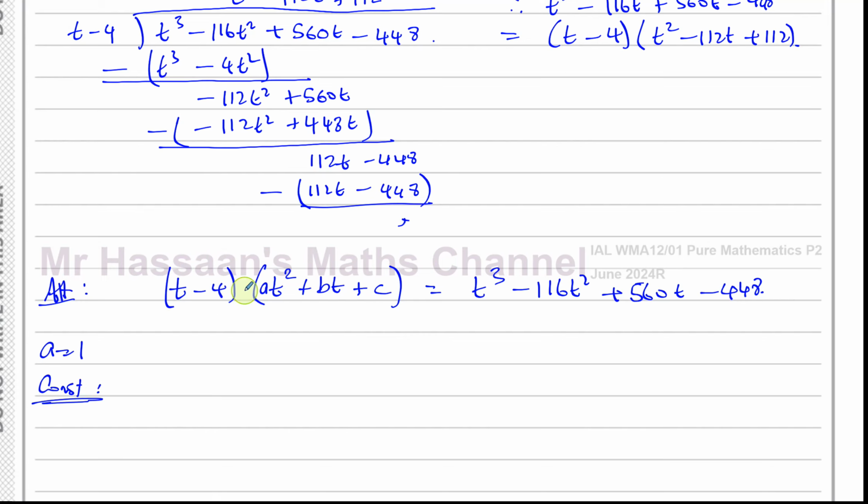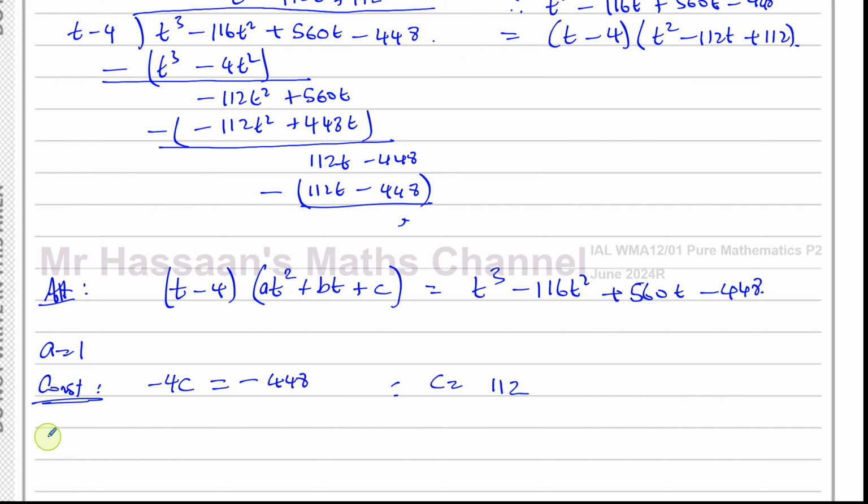So on this side, the constant is going to be minus 4 times c. And that should equal the constant on this side, which is negative 448. Which we can see that c is equal to, it's going to become positive 112. Right, so that's 112 as we found there.